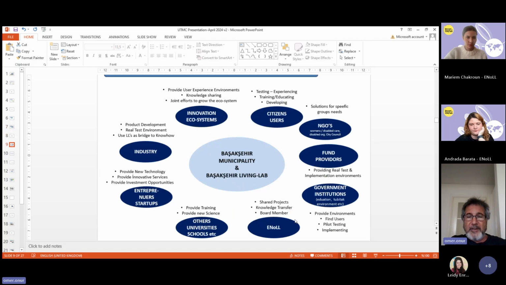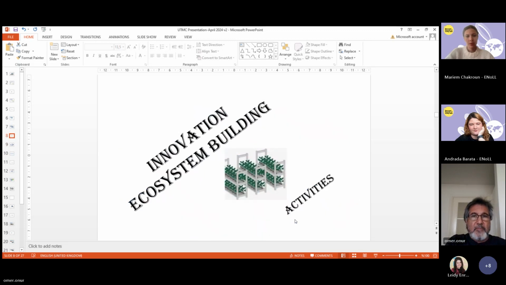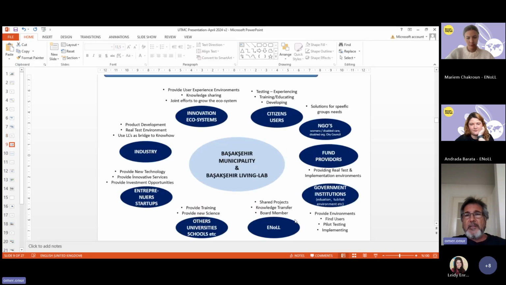So if we look at our living lab, and at the municipality and how our living lab is structured, we define all our stakeholders in this map. As a living lab, our stakeholders in every project are citizens, NGOs, fund providers, government institutions, including other academic institutions and industry. And also Enol is one of our stakeholders. So from time to time, we need to also engage with Enol in developing some projects.